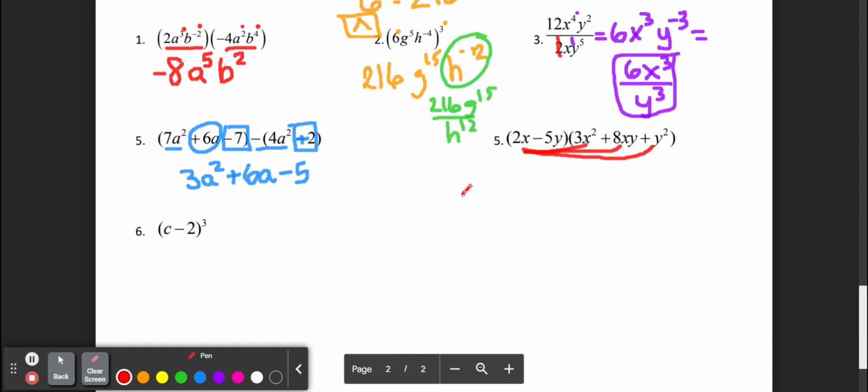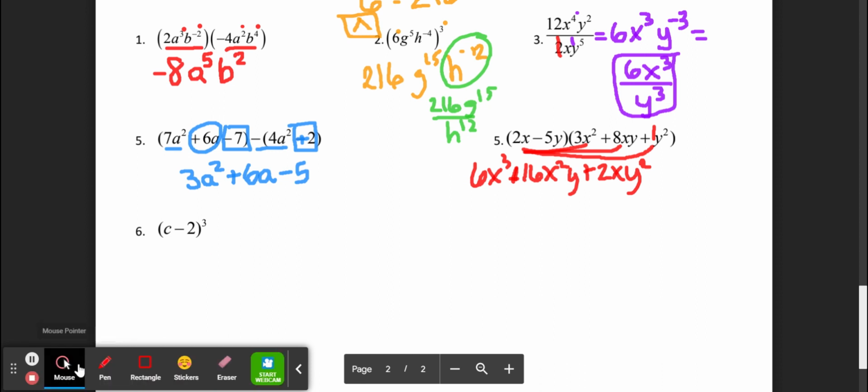Okay, so 2 times 3 is 6. If I add my x's, I get x to the third power. 2 times 8 is 16. And my x's are going to add, so I get x squared with my y coming down. And then 2 times, this is a 1 in front of the y squared, so just 2x, and my y squared comes down.